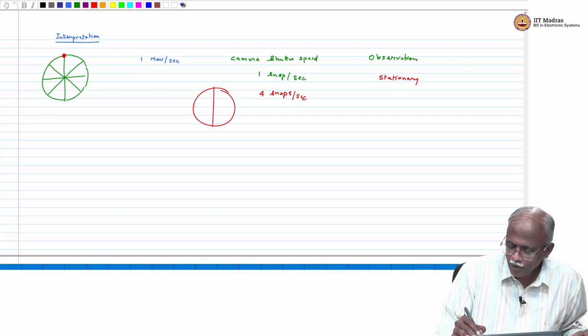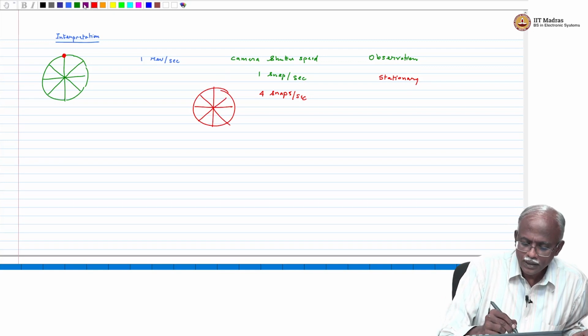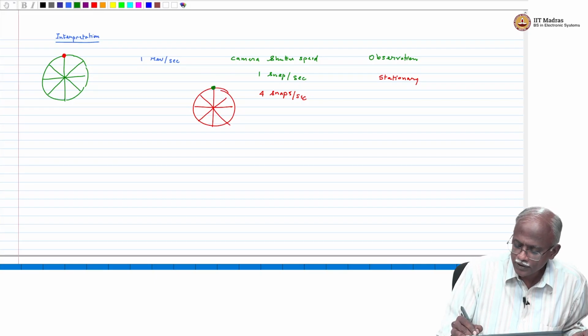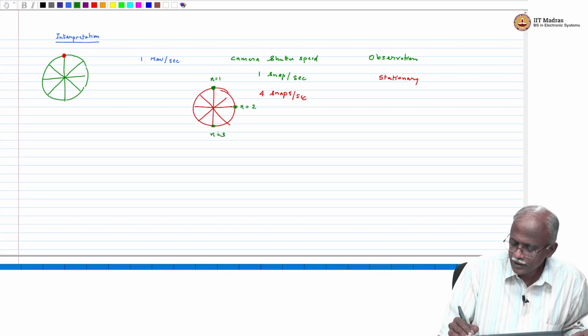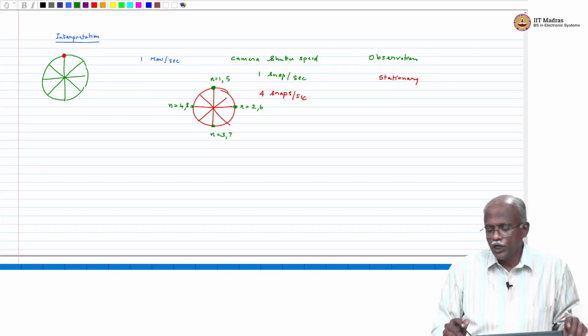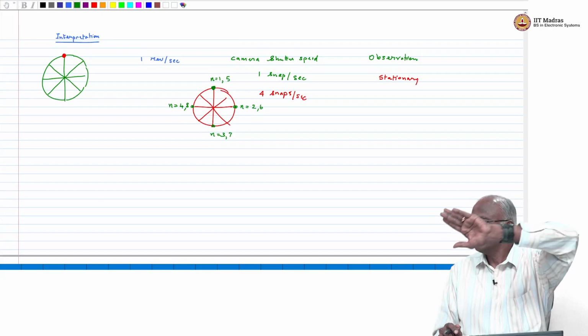At snap number 1, the dot is here. This is n equal to 1. Snap number 2, this is 2. Then snap number 3, it's here. Snap number 4, it is here. Snap number 5, it is here. Snap number 6, 7, 8 and so on. So you see the dot is moving.